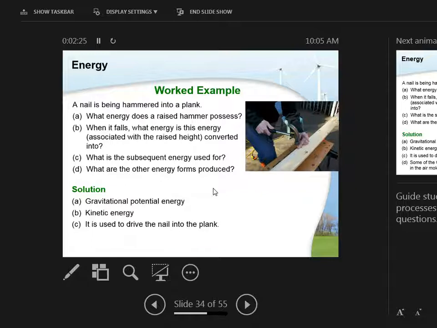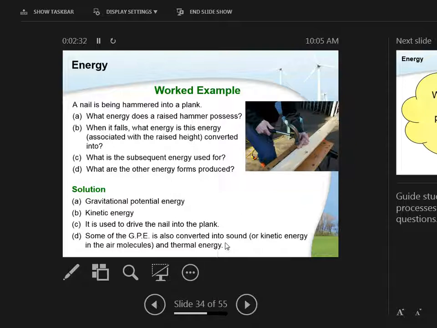Because when you hit the hammer on the nail, there will be friction, there will be heat generated. Okay, so sound, thermal energy, kinetic energy. Sound is actually kinetic energy in air molecules. So in space, when you do not have air molecules, there is no kinetic energy for the molecules to transmit a sound. That is why we can't hear anything in space.